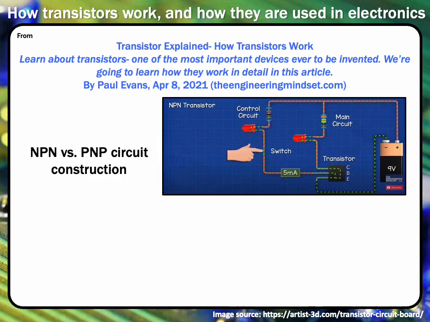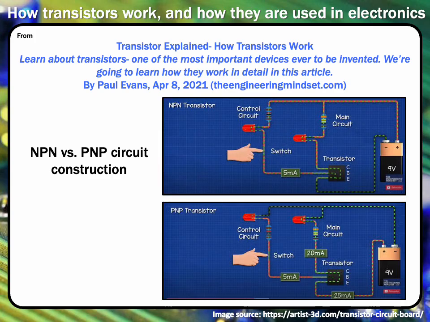There are two types of construction of a transistor. One is called NPN, the other called PNP. It stands for negative, positive, negative, and positive, negative, positive. It refers to the materials that are actually inside the transistor.